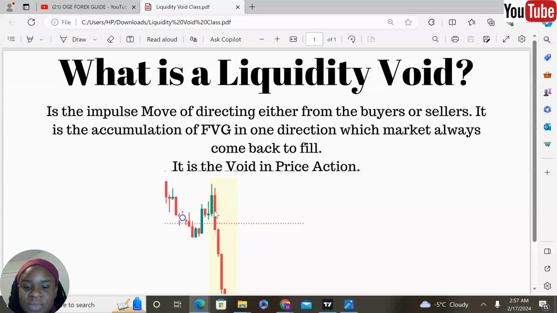So hello everyone, I want to show you what a liquidity void is and how you know a liquidity void. If you want a definition, a liquidity void is the impulse move or direction, either from the buyers or the sellers. It is an accumulation of fair value gaps.